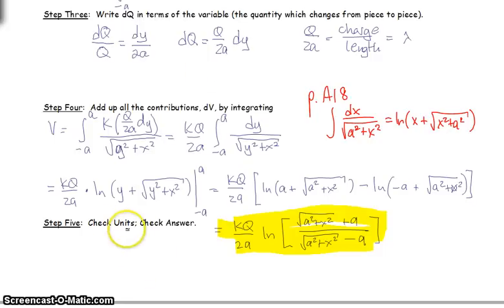Okay, so check units, check answer. Let's look at our units. kq over a is the same units as kq over r, which is voltage. And then the log: this in here is distance, square root of distance squared plus distance, so that's distance plus distance over distance minus distance. So the argument of the log has no units, which it shouldn't, and the log has no units. So basically my answer has units of kq over r, which are the correct units of potential.